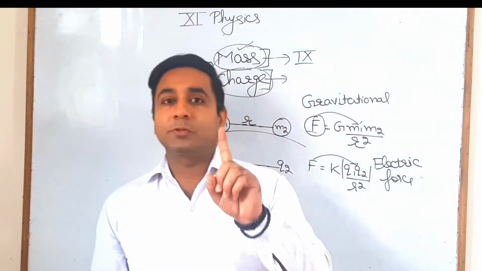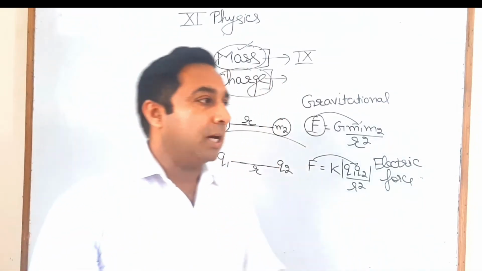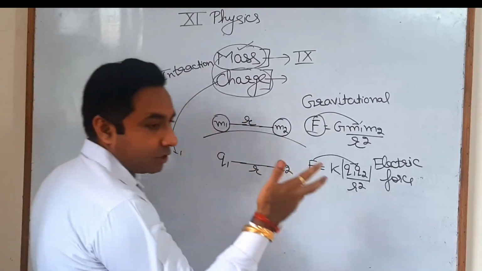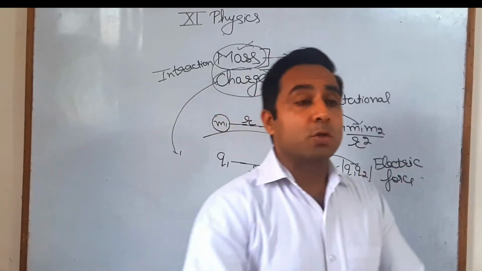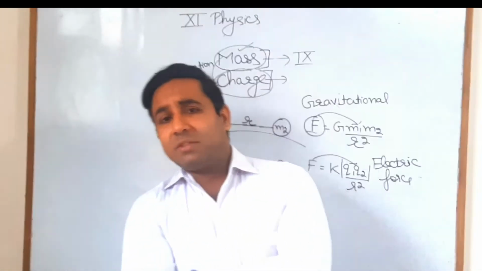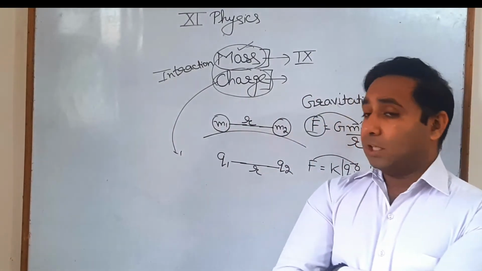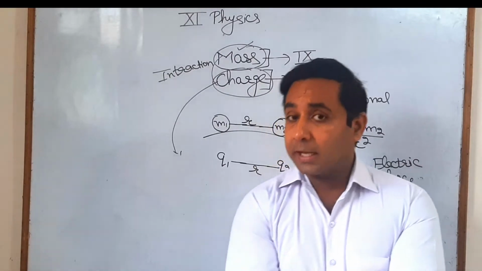So that's the first basic thing that you have to remember: the bodies interact. Interaction means the force of attraction or force of repulsion. The bodies interact with each other due to two properties. Can you tell me the properties? The two properties are, one is the mass and second is the charge.